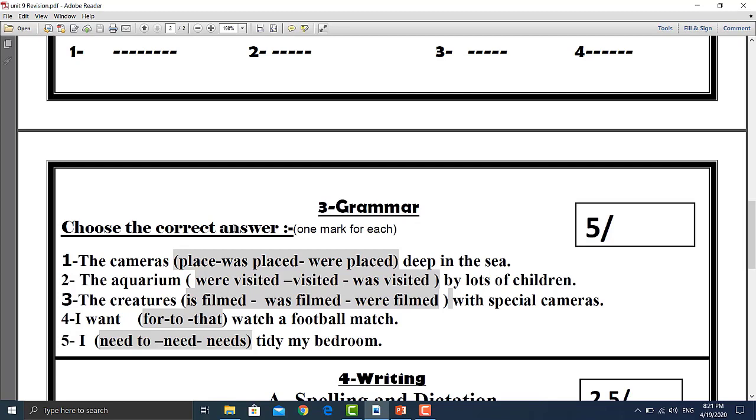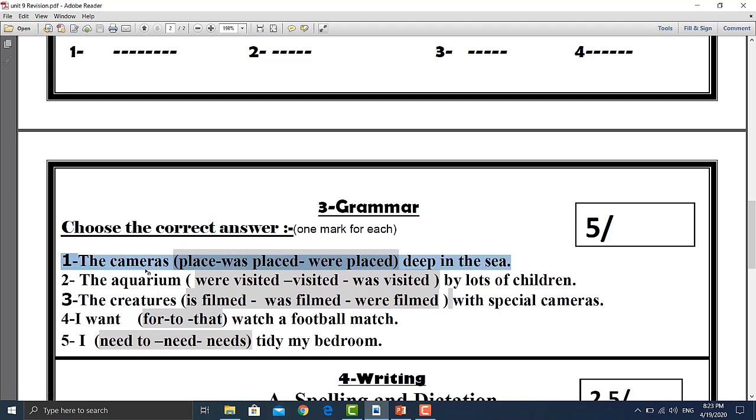Grammar. Choose the correct answer. We have five sentences on grammar, and we are going to read them and choose the correct answer. Do you remember the grammar from Unit 9? We studied past simple passive. How can we form it? Excellent. Of course, we start with the object, then was for singular or were for plural, and the past participle. The second part of the grammar is about want to, need to, ought to.